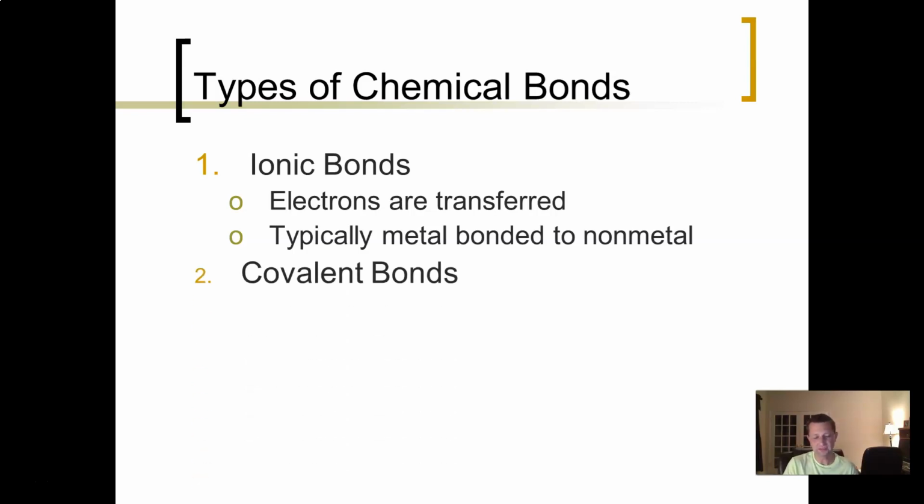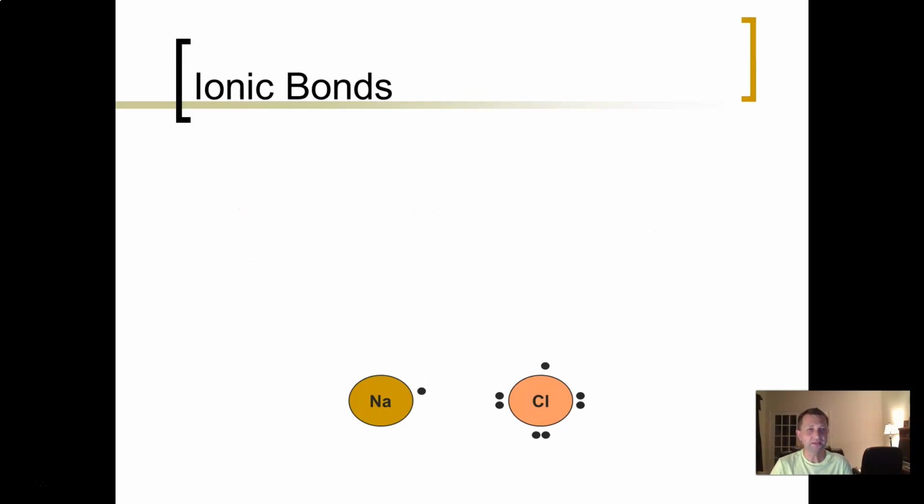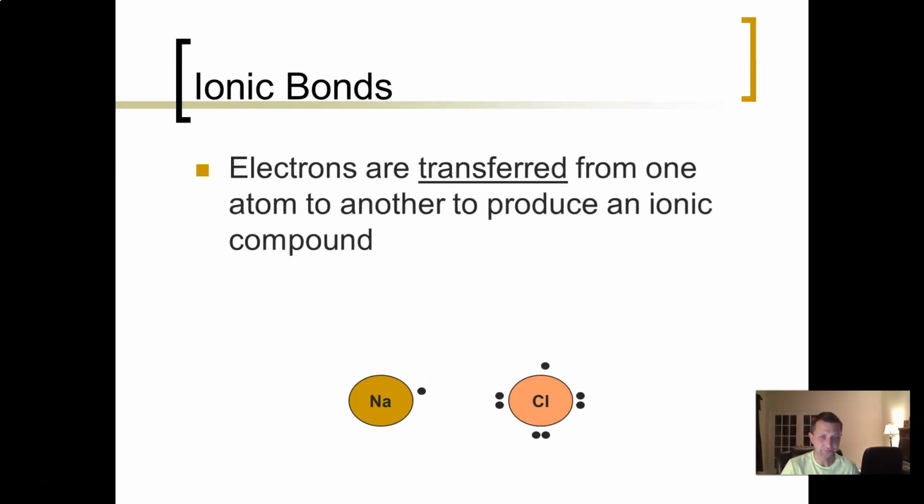Covalent bonds, which we'll focus on a little bit later, that's when electrons are shared, sometimes equally, sometimes unequally, and that's when we have all nonmetals. So ionic is the focus of the day here. So electrons are transferred from one atom to another to produce an ionic compound. So here we have table salt, NaCl. You can see sodium with its 1 valence electron, right? Chlorine with 7. So chlorine has a very high electronegativity value, one of the highest on the periodic table, and sodium has a relatively low one. So we're going to transfer our 1 valence electron from sodium to chlorine. I'll do it one more time so you can see it move.